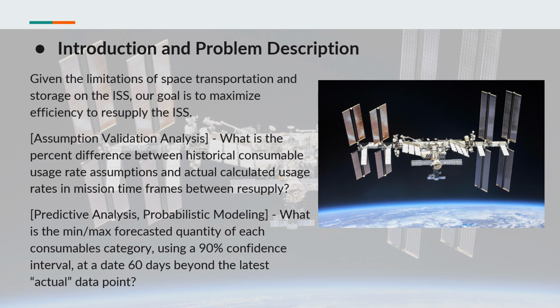So the problem set we were given was that we needed to determine the percent difference between the historical consumable usage rate we got from a CSV and the actual calculated usage rate in mission time frames between resupply. After that, we were instructed to find the min-max forecasted quantity of each consumable category using a 90% confidence interval at a date 60 days beyond the latest actual data point, which I believe was 9/15/2023.